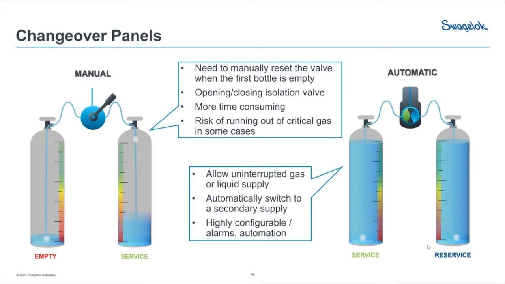You have manual, which requires some human intervention, but at the same time, you have automatic changeover panels, and they work by sensing a low pressure in the primary or secondary source and then swap over as appropriate. There's also some other advantages to these automatic.